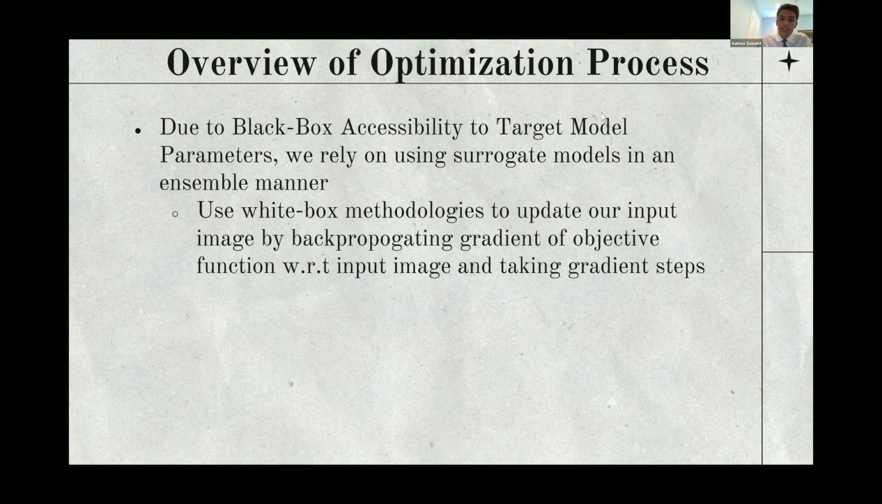Then, as we get into an overview of our optimization process, we rely on using surrogate models in an ensemble manner, and we use white box methodologies to update our input image. We specifically backpropagate the gradient of our objective function with respect to the image, and then we take the gradient step in the correct direction that maximizes the loss function.